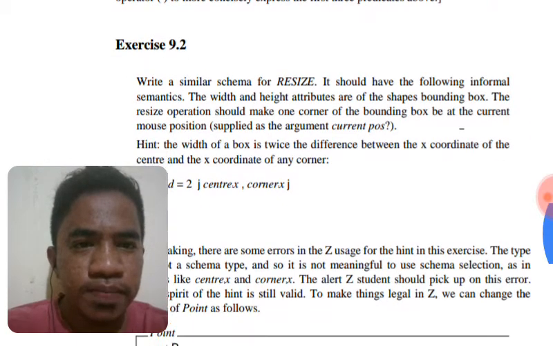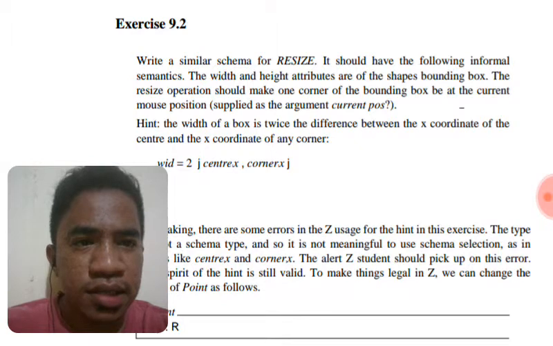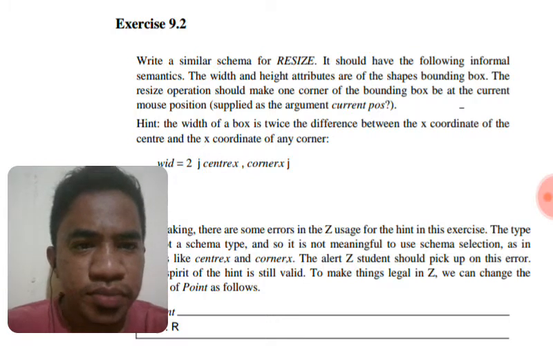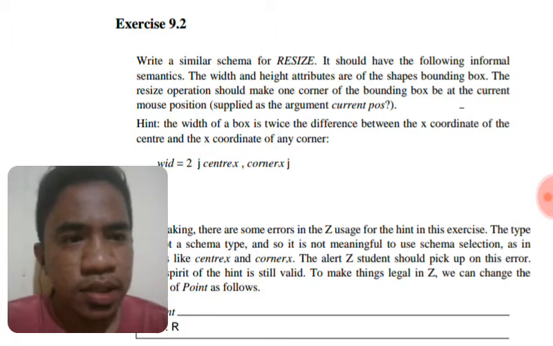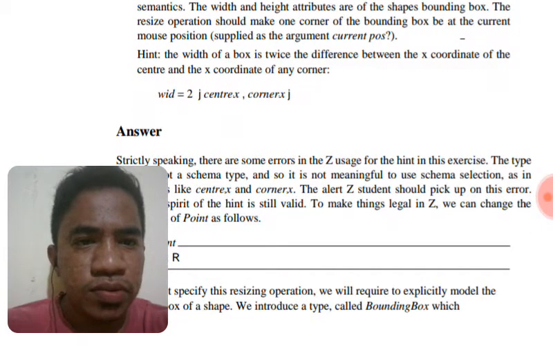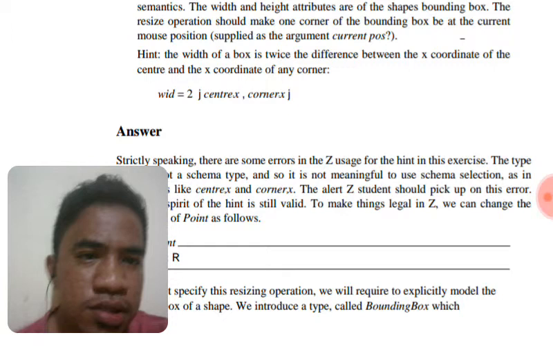Exercise 9.2. Write a similar schema for resize. It should have the following informal schematic. The width and the height attributes are the shape's bounding box. The resize operation should make one corner of the bounding box be at the current mouse position, simply passed as the argument current pos. Hence, the width of the box is twice the difference between the x-coordinate of the center and the x-coordinate of any corner. Width equals 2 times the absolute value of center x minus corner x.